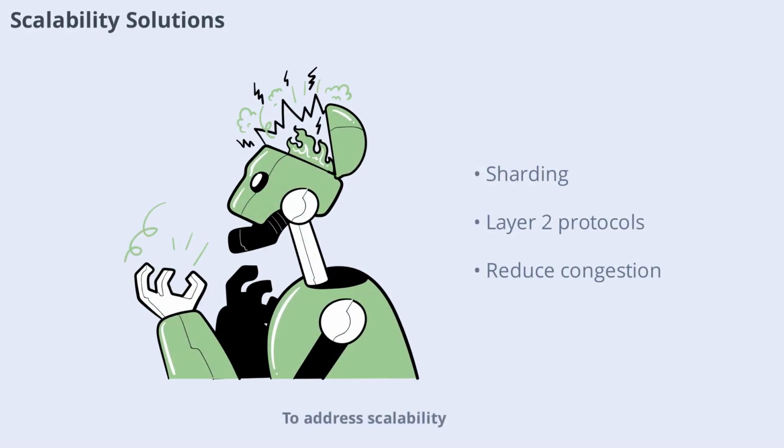To address scalability, developers are working on solutions like sharding and Layer 2 protocols. Sharding splits the blockchain into smaller pieces, allowing more transactions to be processed in parallel.